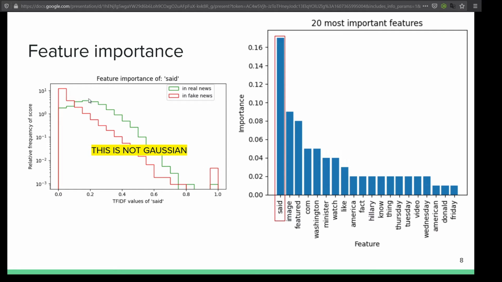Important to note here, the distribution is not Gaussian, as I said before, which is why the Gaussian naive Bayes performed so poorly. You can see that in the fake news stories, the frequency of low TF-IDF values was very high, but also high values were much higher in fake news, while the real values dominated in this middle portion. So there is definitely a difference between fake news and real news in terms of their usage of the word "said."